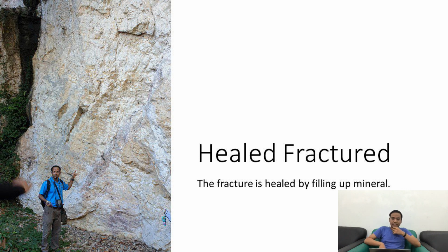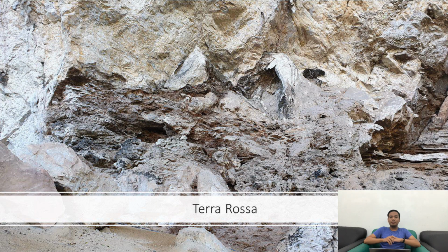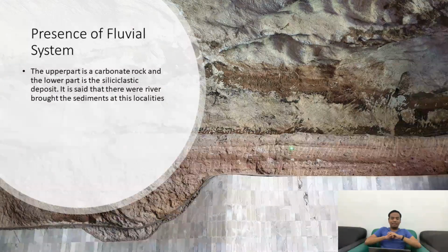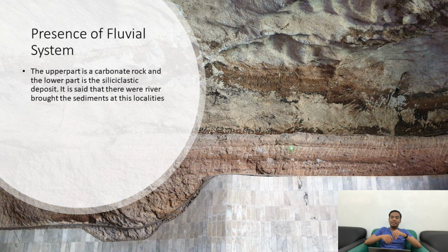Our next feature is terra rossa. This is a cave deposit. And our third feature is the presence of a fluvial system in the Limestone Cave. It is proven by the presence of siliciclastic deposit underneath the carbonate deposition. So move on to the next.